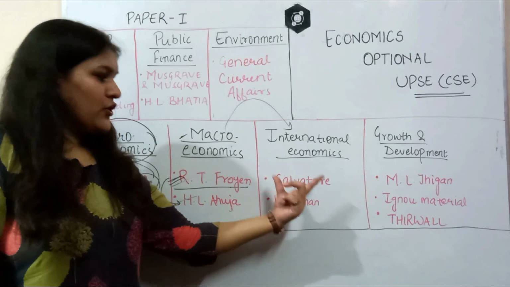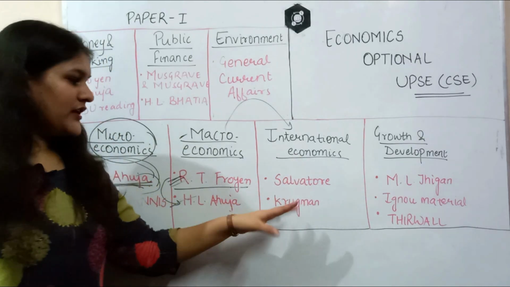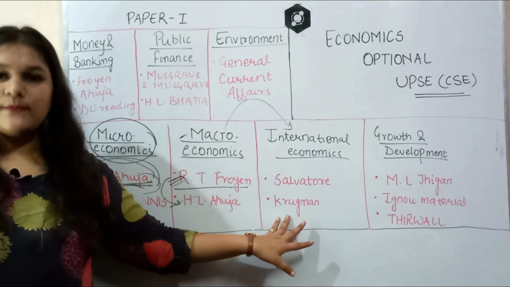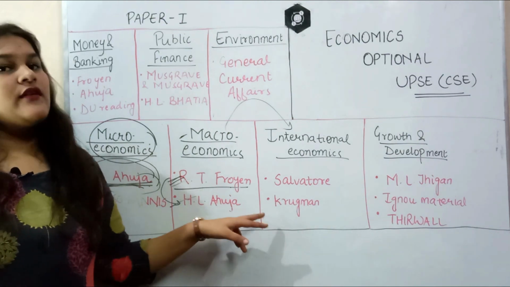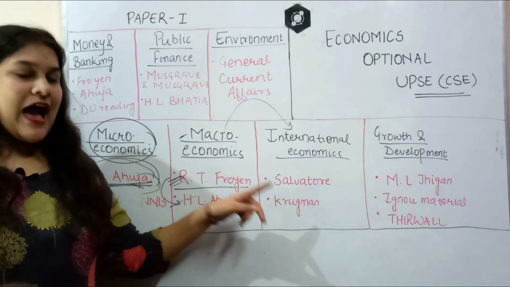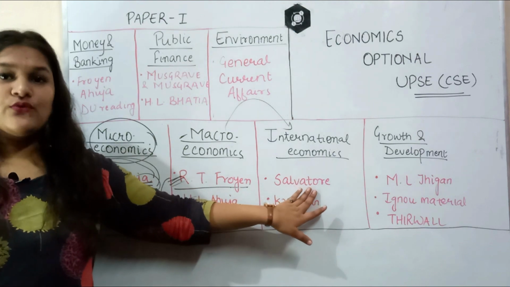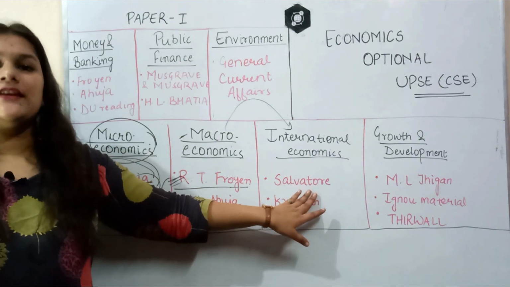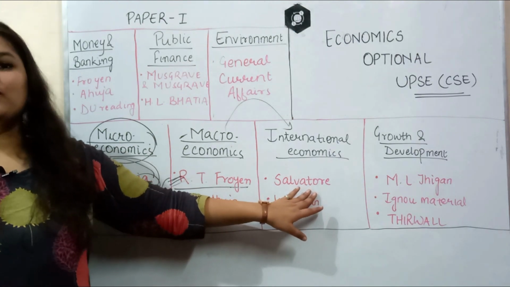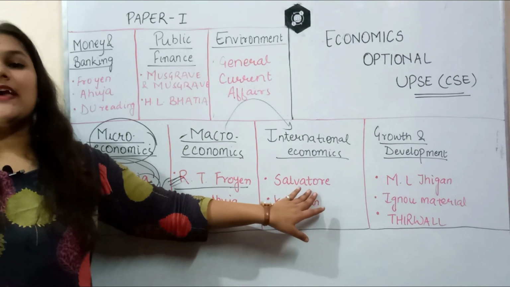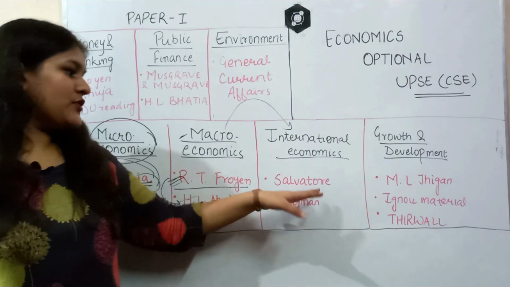So you can read Salvatore. If you don't have Salvatore, if you have Krugman in your basic college readings, then you can refer to this also, but just have a look at Salvatore also so that you don't miss any topic, because you cannot afford to lose any mark or any question, so you need to cover all the topics here.